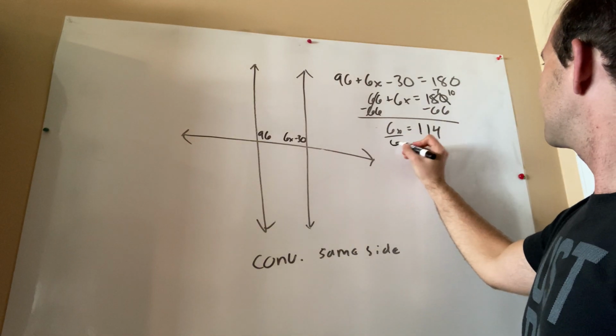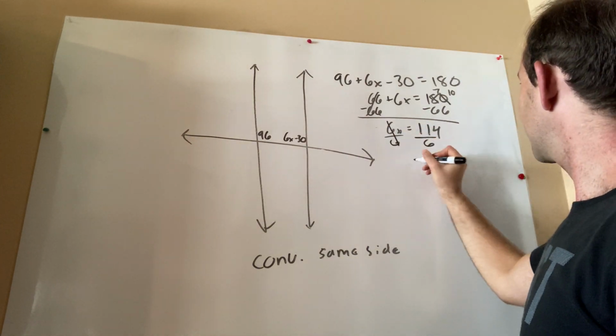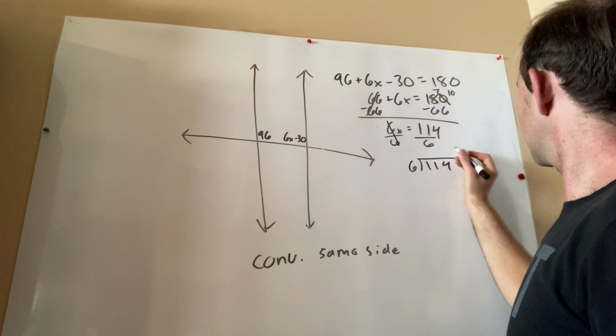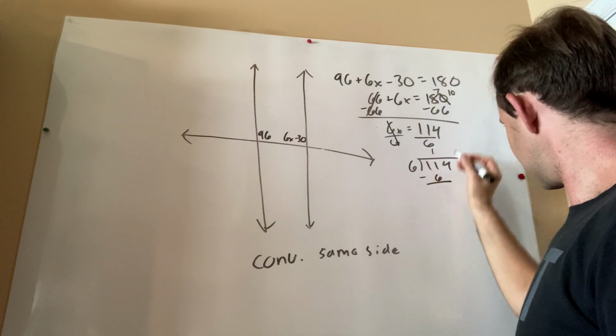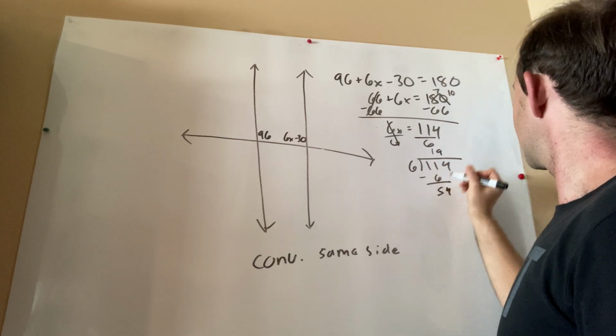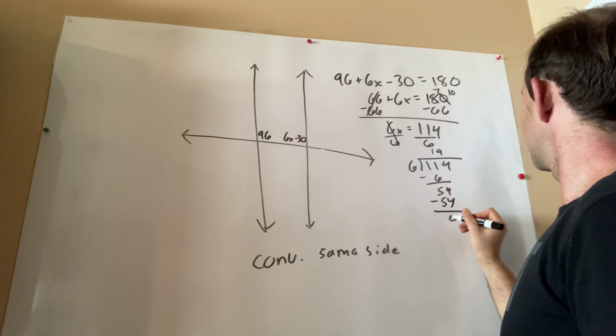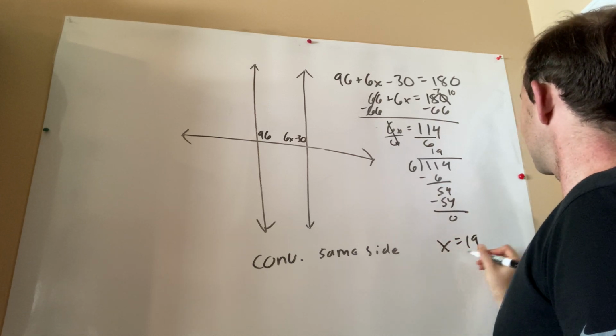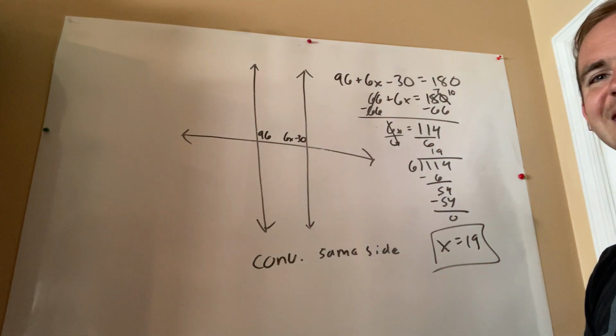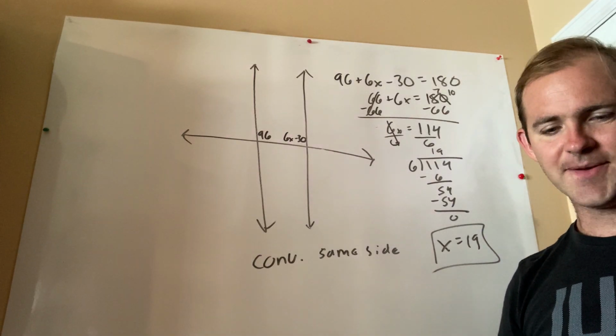And then I'm gonna just divide both sides by 6. Let's see what I get. So 6 into 114 goes in once, minus 6, 5, 4, 9. So x equals 19. All right.